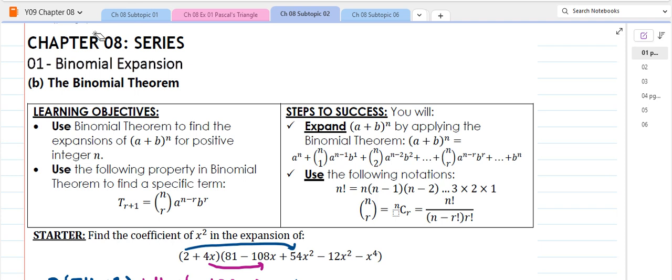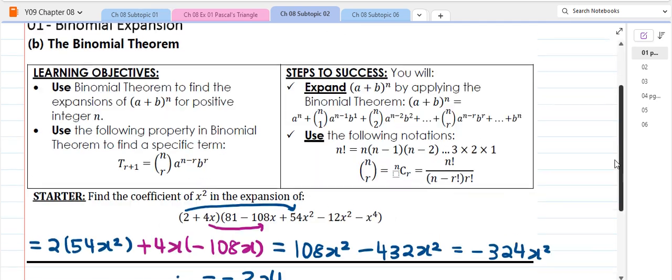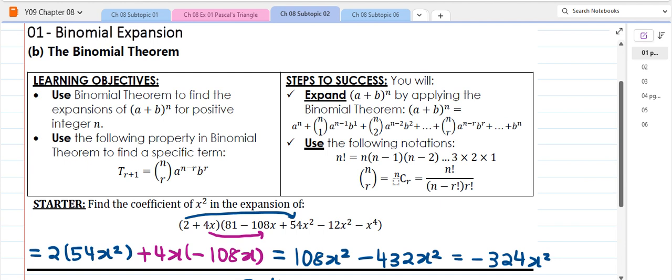So today you are going to deal with the binomial theorem for binomial expansion. This is the real formula that you have to use in your exam or in your exercise. Here we use the binomial theorem to find the expansion of (a + b) to the power of n for any positive integer n.